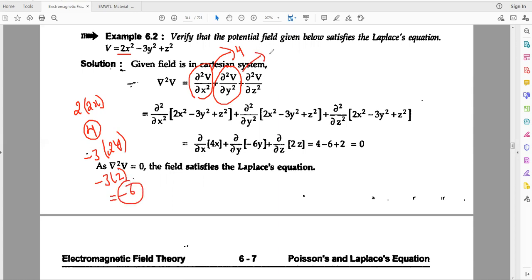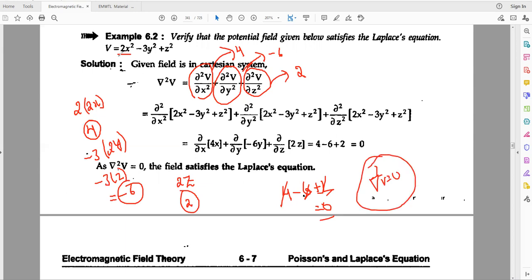So for this, the second derivative is minus 6. And the third function, first derivative is 2z. Second derivative is 2. So for this, we'll get the 2. So adding all the terms, 4 minus 6 plus 2, it becomes 0. 4 plus 2 is 6. 6 plus minus 6 is 0. So del square V is equal to 0. It satisfies the Laplace equation for the given V is equal to 2x square minus 3y square plus z square.